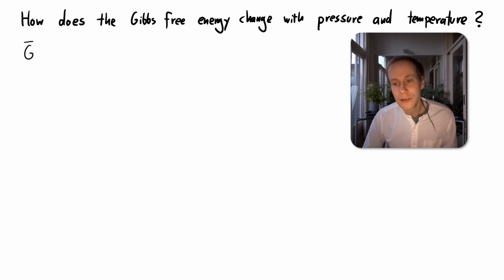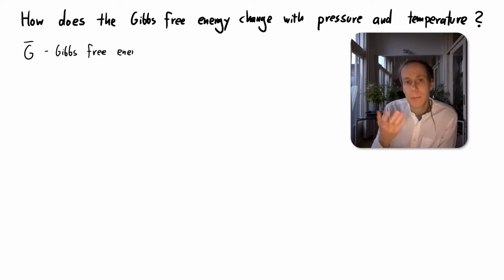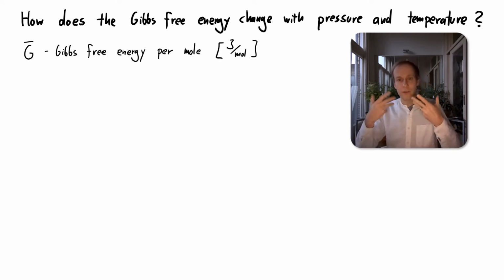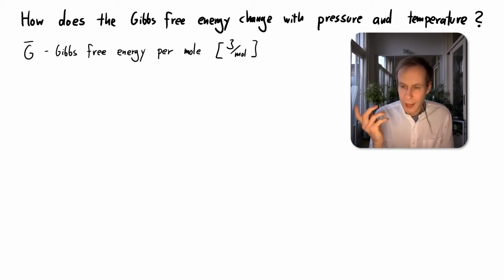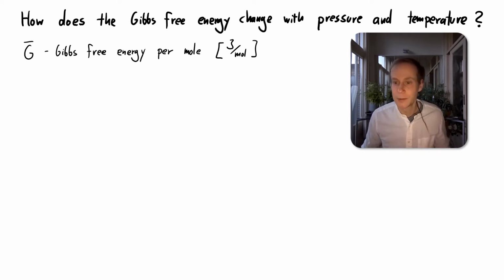Here I write G bar. What does that bar mean? It means that this is the Gibbs free energy per mole of the substance that the Gibbs free energy describes here. So the unit is joules per mole. So whenever I write this bar above an extensive variable, such as the internal energy, the volume, or the entropy, then that means it's always per mole of the substance that this extensive variable describes.